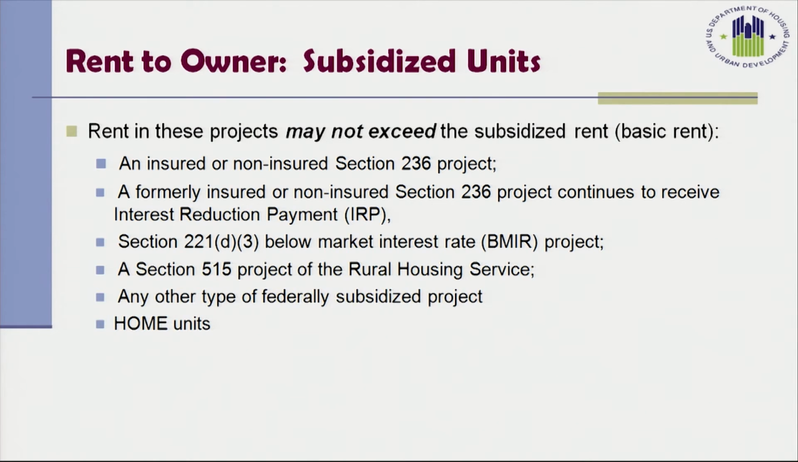In subsidized units, the rent to owner may not exceed the subsidized rent. For example, in a 236 project, or a 236 project that continues to have an IRP, a 221(d)(3) below market interest rate project, a Section 515 project under the Rural Housing Service, or any other type of federally subsidized project, and HOME units, the rent to owner cannot exceed the subsidized rent determined in accordance with those programs. In most cases, that would be the basic rent amount.